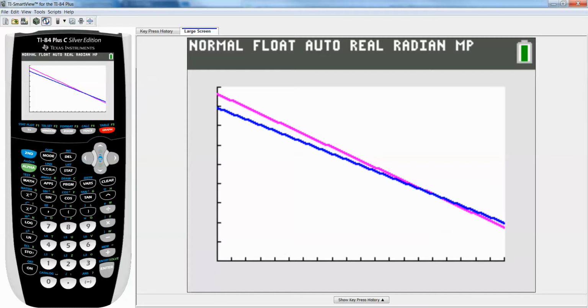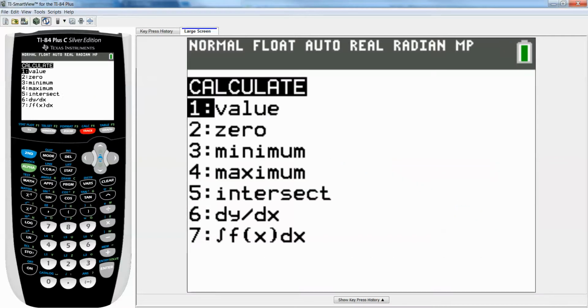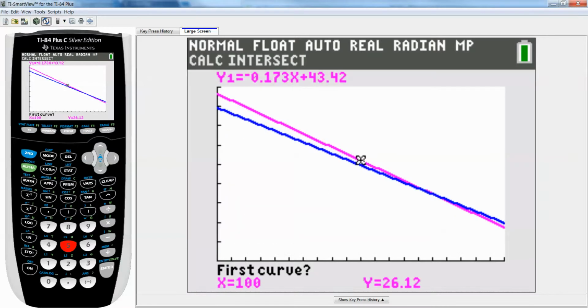See how you got a little bit of gap on this side? Blue is higher on this side, and lower over here on this side. That's what you need. So now I'm going to go to second calc, number 5, enter, enter. And since there's only one intersection, you actually can just press enter. But if you like, you can move to the right and get closer to where you think that intersection actually is and press enter. And there it finds it.